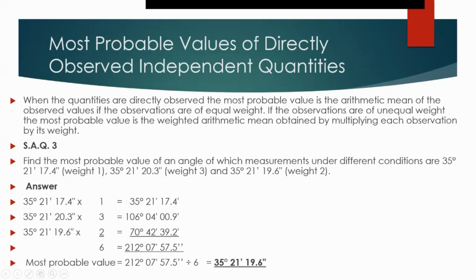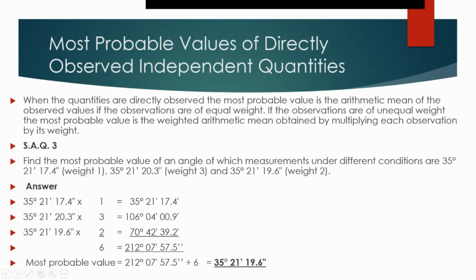There is an angle of 35 degrees, 21 minutes, 17.4 seconds, but it was measured only once, so they have assigned a weight equal to 1. Now the second angle has been measured 3 times, so they have assigned a weight of 3. Now the third angle has been measured twice.